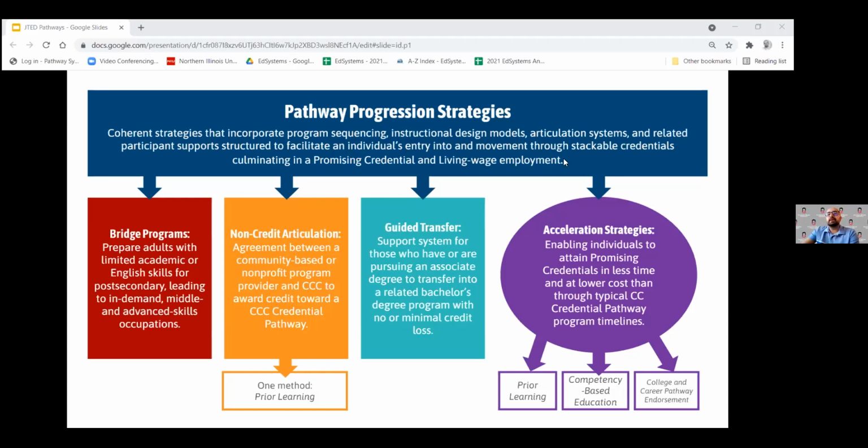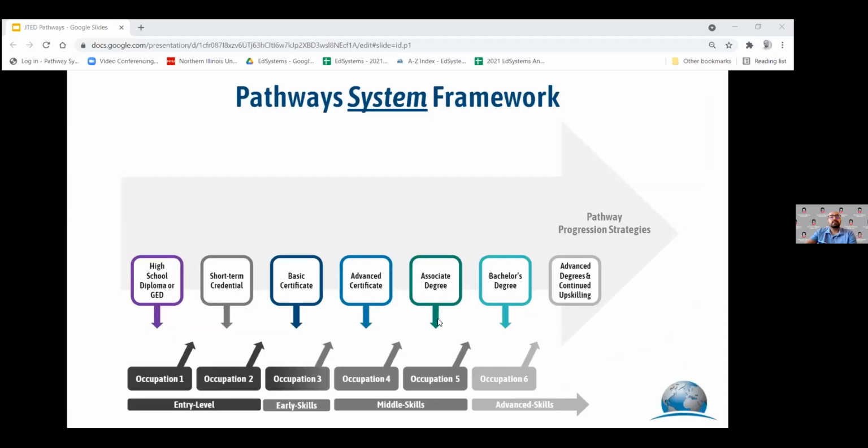Here on the right-hand side, we have this notion of systems of acceleration strategies, right? Ways that someone could advance more quickly in their pathway and skill set. That involves prior learning, competency-based education, and for those of you working with high school students, there's this notion of a college and career pathway endorsement that someone can earn as a high school graduate. It indicates that a young person has a robust pathway experience and some competency in an industry sector.